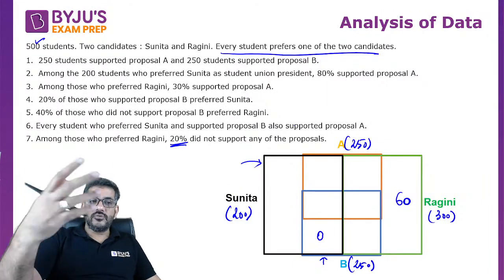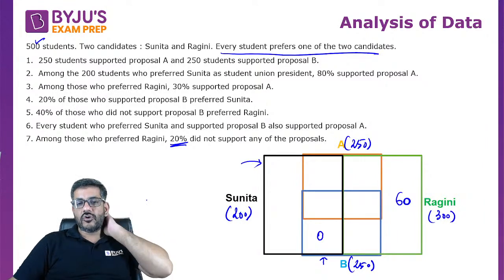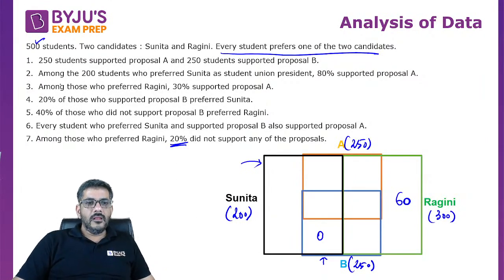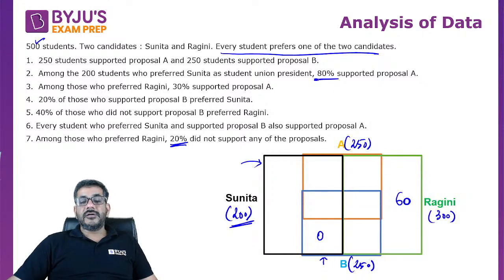Now we will start using the previous information which we have not used yet. Among the 200 people who preferred Sunita as union president, 80% supported proposal A. Okay, an important point comes from here. 200 people supported Sunita, and 80% of them supported A. 80% of 200 is 160.